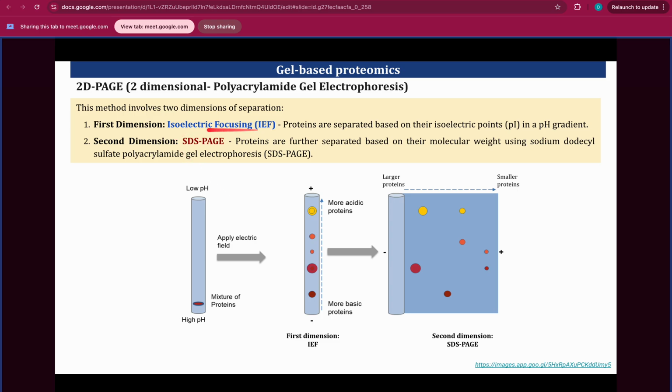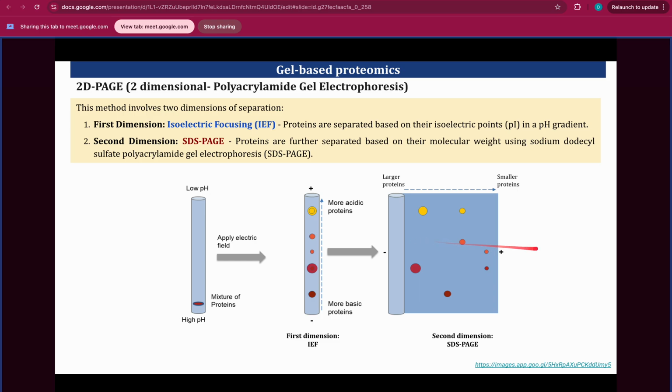Firstly, the separation will happen on the basis of isoelectric point, and in the second dimension, after we have obtained the protein sample on the basis of their isoelectric points, we will go for SDS-PAGE, in which these proteins will be separated by molecular weight. So different molecular weight proteins are present. Larger proteins, when they move through the gel, will take some time, whereas proteins which are smaller in size will move quite quickly.